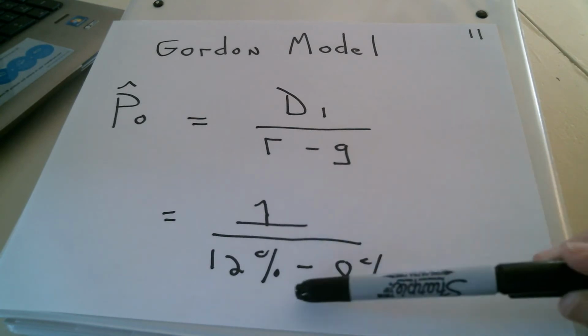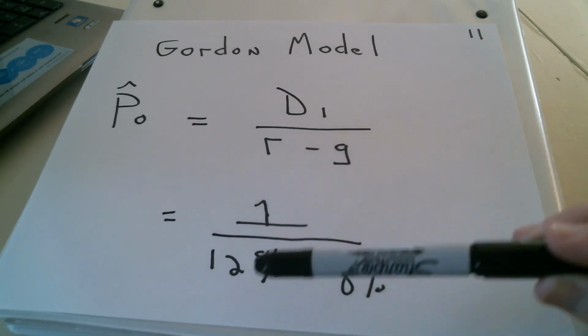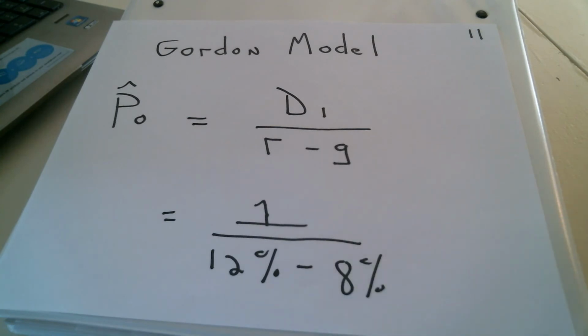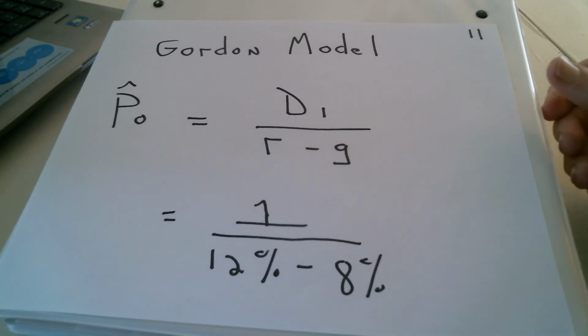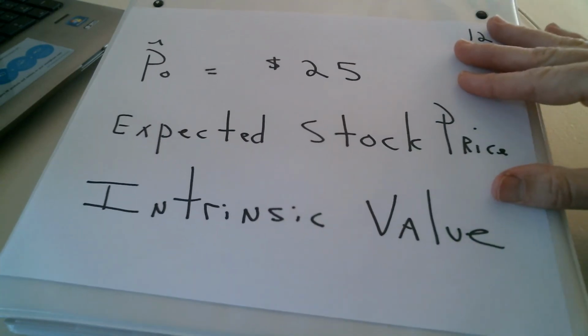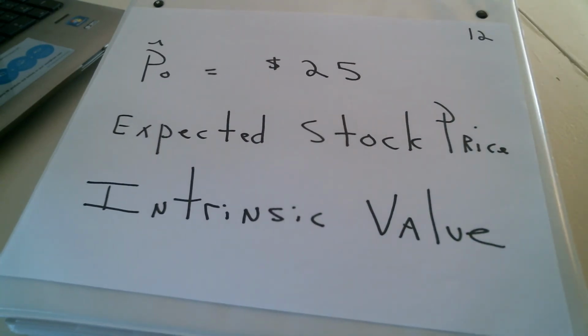So the dividend was $1. The required return was 12%. The growth rate of the company's dividend is 8%. So 1 over 12% minus 8% comes to an expected price of $25, the intrinsic value. Very simple. Now, it might be slightly off from that, but that's what it should be, given the required return, the growth, and the dividends that they are paying. That's what you should be paying.